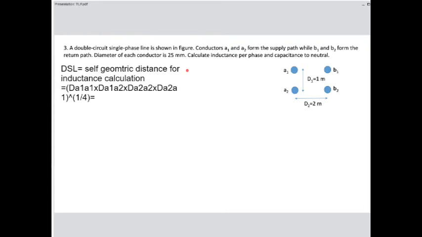And if we put all those values, DA1 is R prime. DA1 to A2 is 1 meter. And then DA2 to A2 is also R prime. And DA2 to A1 is also 1 meter. And then we take the corresponding root 1/4, and R prime is what? We can simplify it now. What will happen? Let's say R prime power 2, because it's now simplified form.